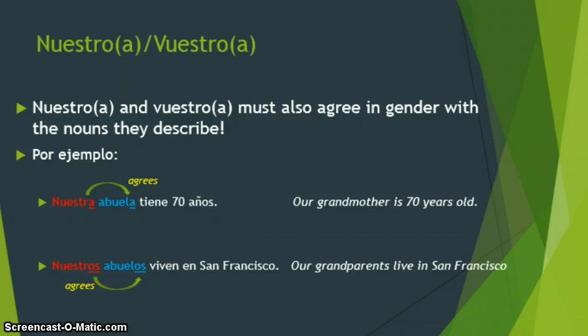Finalmente, nuestros abuelos viven en San Francisco. Our grandparents live in San Francisco. Since I'm referring to grandparents and I have a mixed group here, un abuelo, una abuela, I'm going to say nuestros to match abuelos. Excelente, chicos.